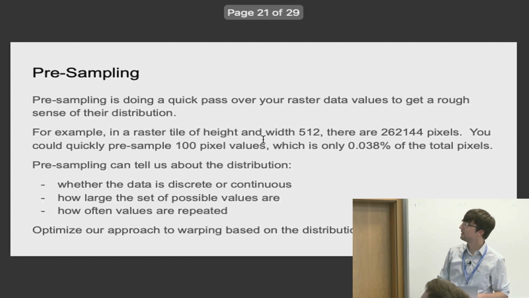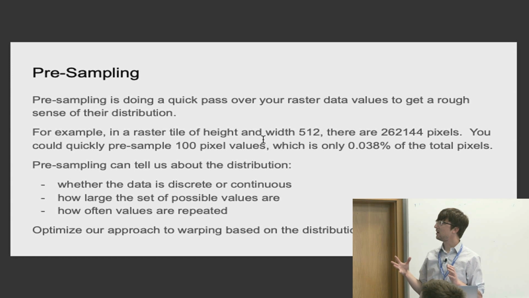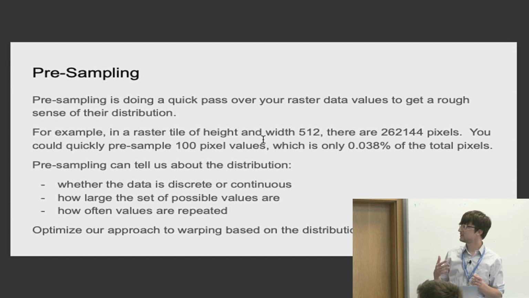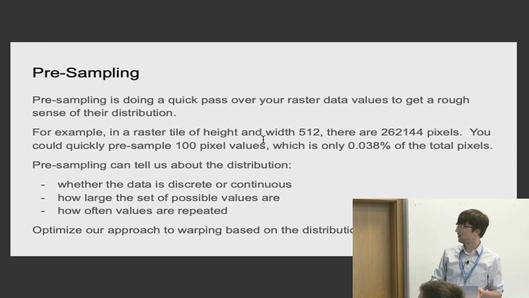Okay, so now pre-sampling. Pre-sampling is doing a quick little sample before we do the actual reprojection. In a 512 by 512 standard web Mercator tile, you're going to have 262,144 pixels. If we only resample 100 of those just to start, it's going to take just a couple milliseconds, and we're going to learn a lot of information. And then we can use that information to make a better choice about how we proceed from there. We can learn about whether data is discrete or continuous, and how large the set of possible values is.